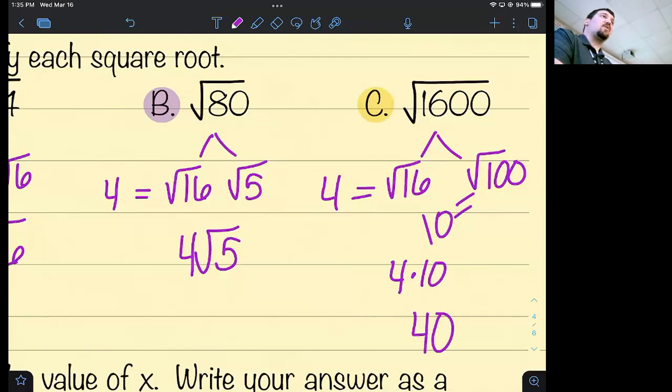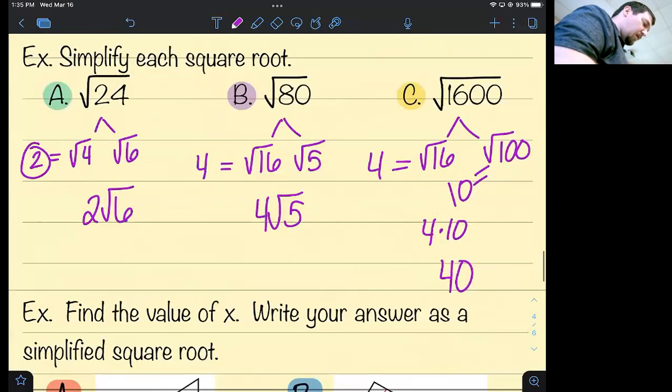Could I have broken square root of 100 down? I could have broken square root of 100 down into square root 4 and square root 25, both of which are perfect squares, and then I'm going to get the same answer. So this even works when the number you're breaking down is itself a perfect square. It just goes to show that a perfect square times a perfect square is another perfect square.